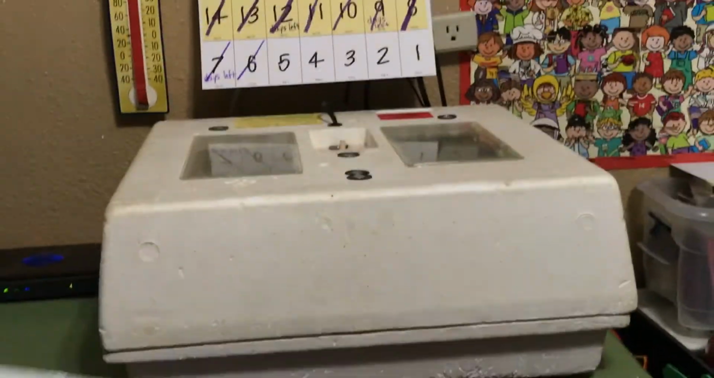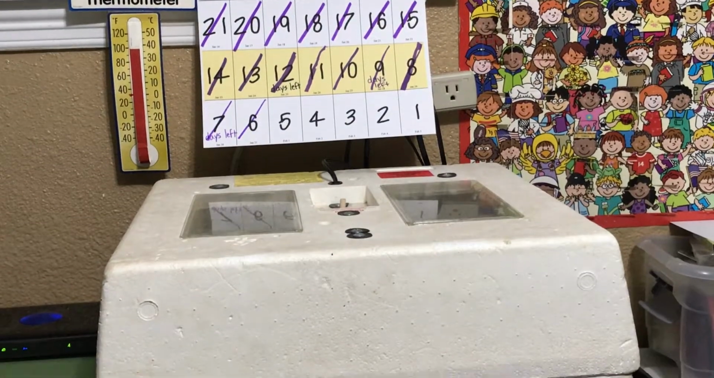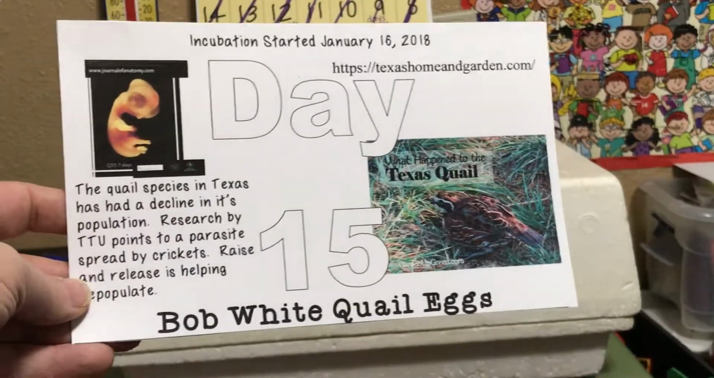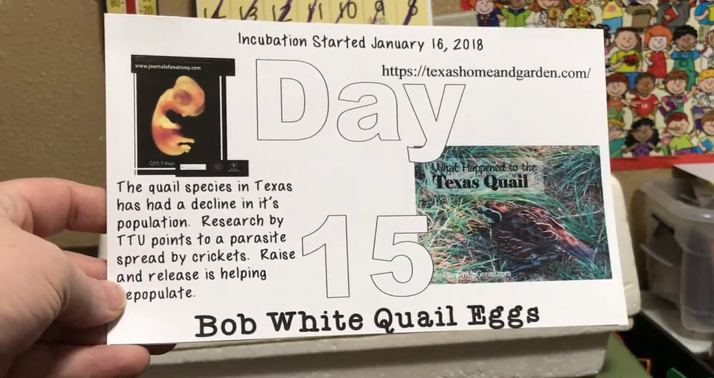So again, we have about 5 days left. We're looking for a hatch on February 4th or 5th because this is day 15 of our clutch of bobwhite quail eggs being in the incubator.